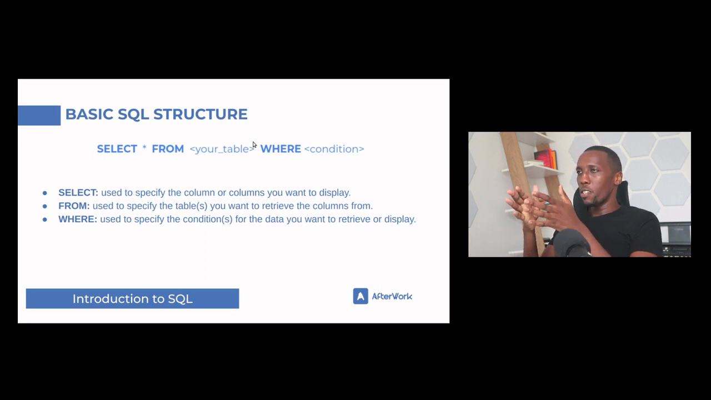The select, and you have different components of this select statement. For example, you have what is called a select statement, which we use to specify the column or columns you want to display. We then use the from, we call it a command statement, to specify the table that you want to retrieve the columns from, as well as using what is called a where clause to specify the conditions for the data you want to retrieve or display.